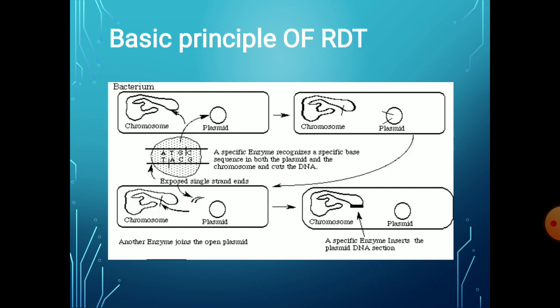In this diagram, we can see how we have taken a specific part of a gene and cut it through endonucleases. Here is a specific enzyme that recognizes a specific base sequence in both the plasmid and the chromosome and cuts the DNA. A plasmid is an extrachromosomal unit of the bacterium. After that, another enzyme joins the open plasmid, the specific gene is inserted into the plasmid DNA section, and then we allow it to clone itself.